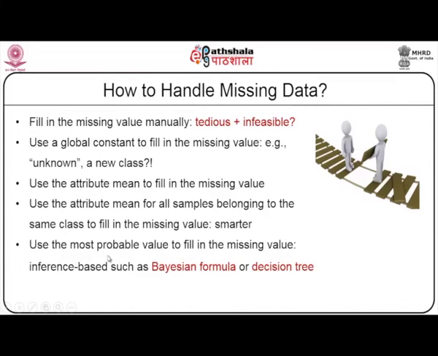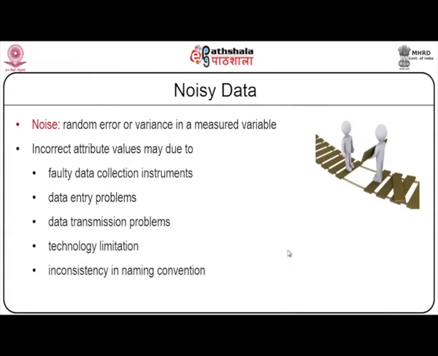Use the most probable value to fill in the missing value, like inference-based methods such as the Bayesian formula or decision tree. These two we will look at very shortly, but in order to find the more probable value, we might need techniques like the Bayesian formula and decision tree, from which we can generate some values and fill in those missing values. So, we have studied mostly missing data values.